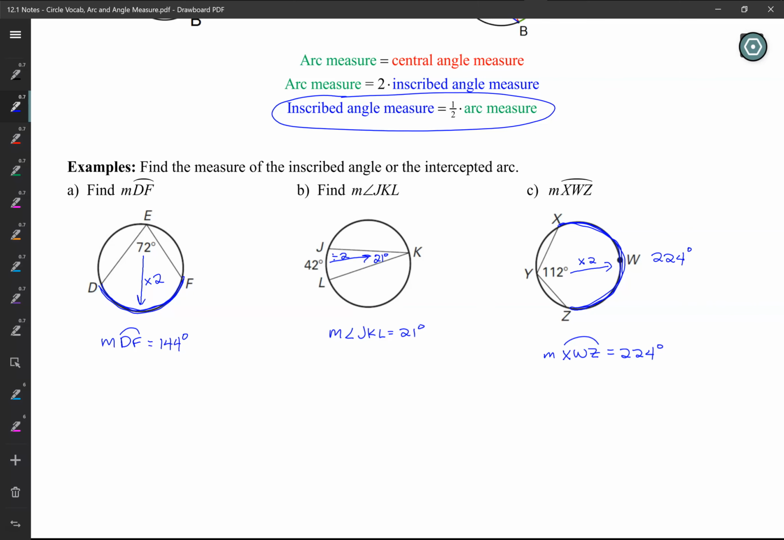So, if you know the angle and you want the arc, multiply by 2. If you know the arc and you want the angle, divide by 2. But that is only if it is inscribed. If it's a central angle, they're equal. This is only if it's inscribed.